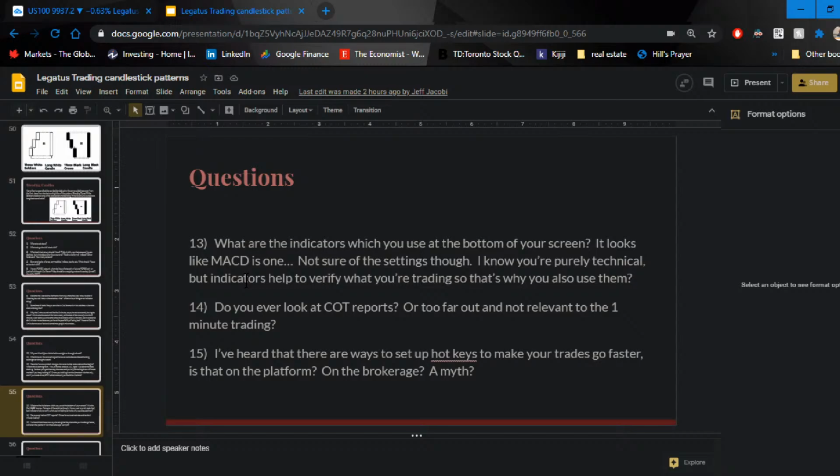I've heard of ways to set up hotkeys to make your trades go faster. Is that on the platform or on the brokerage, or a myth? No, that's a good question. So it is not a myth. It's actually really helpful. I think when you're scalp trading, when you're doing short-term trading, it's definitely really easy to get in and out of trades using hotkeys.